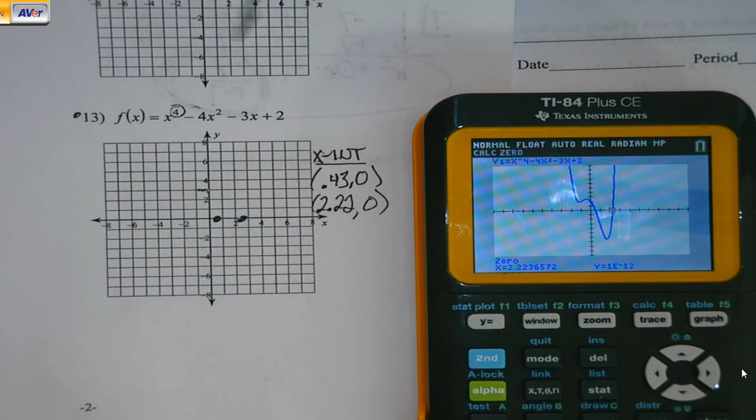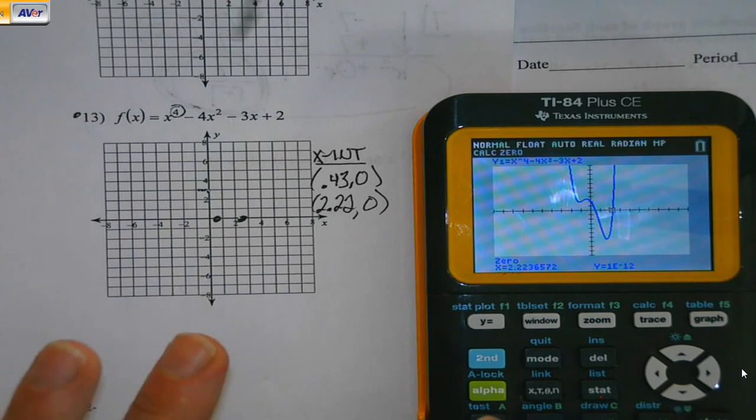Now at this point you may say, well, wait a minute. There's supposed to be 4 zeros. I only see 2. What's up with that? The other 2 are imaginary. We are not worrying about that. Okay, we're just worrying about the x-intercepts, the ones we can see. We could be thinking about that though.